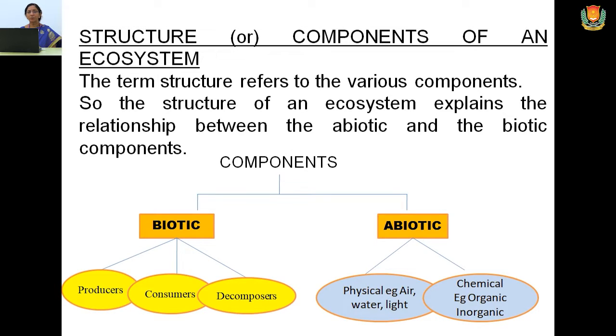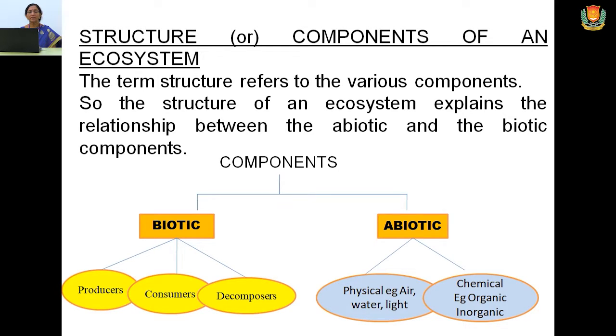Then when we come to the second category, that is chemical components. They are the sources of essential nutrients. For example, organic substances, proteins, lipids and carbohydrates are the examples. The inorganic substances include again 2 types, that is micronutrients and macronutrients. Micronutrients are essential in little quantity. They are available in little quantity, for example, aluminium, cobalt, zinc, copper, etc.